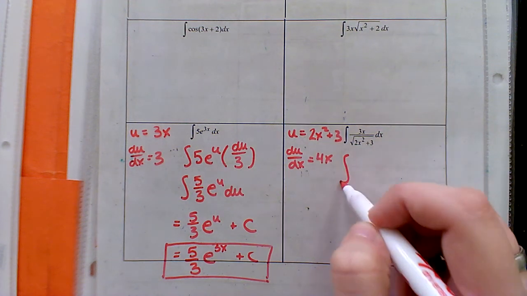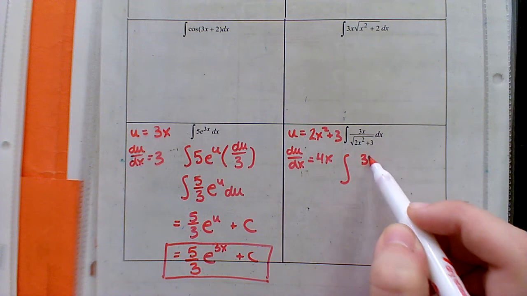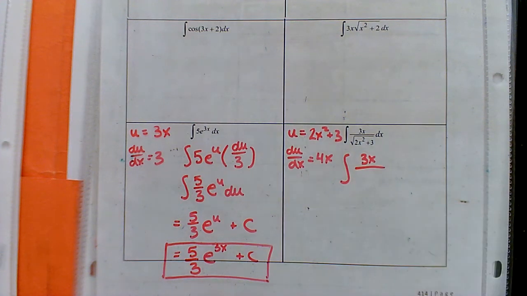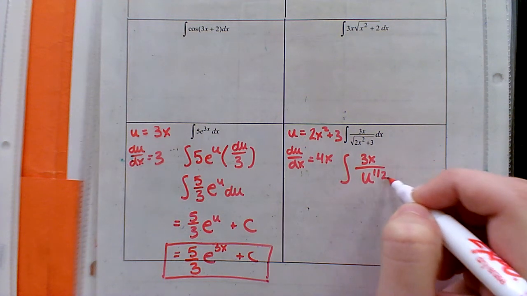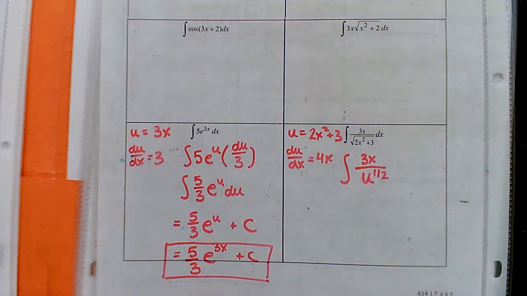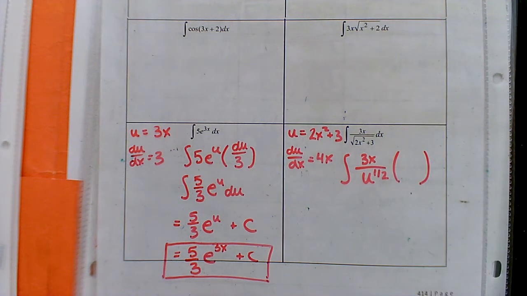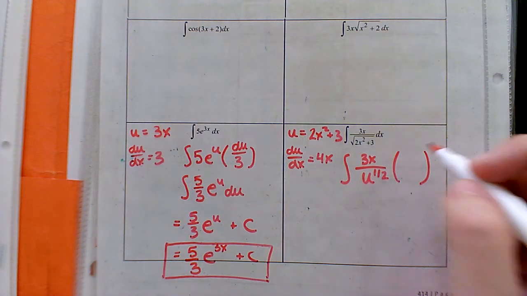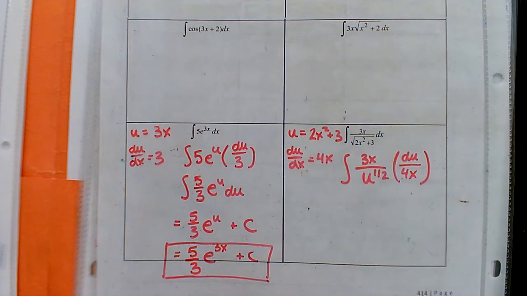Let's rewrite the integral and hopefully all the x's will go away. So we're going to keep the 3x. Down below, we're going to have the square root of u, but maybe you want to rewrite that as u to the 1/2 power. And we're going to rewrite the dx on the end. All the x's got changed to u's. So dx would be du over 4x.